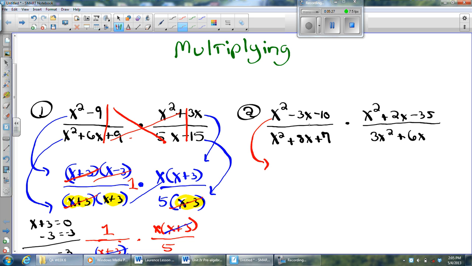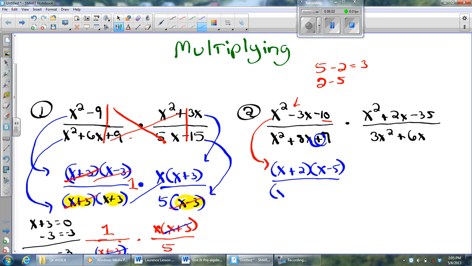I'm going to factor this guy. I need 2 factors of 10 that subtract to get 3. Sounds like 5 minus 2. The only problem is 5 minus 2 is 3, but I want a negative 3, so it must be 2 minus 5. So this is going to factor as x plus 2 and x minus 5. Now for the denominator, I need 2 factors of 7 that add to get positive 8. Well, 7 and 1, silly. x plus 7, x plus 1.